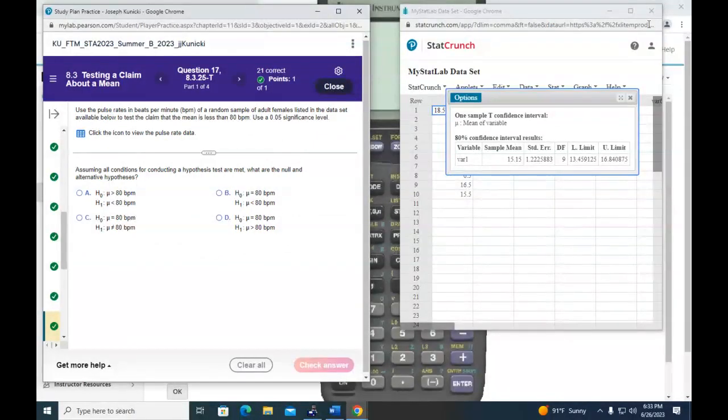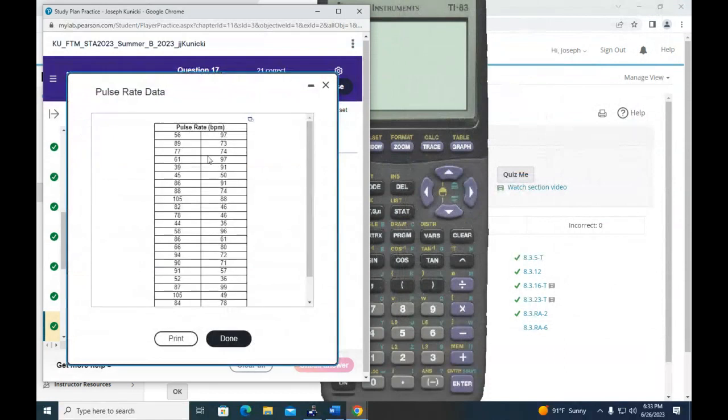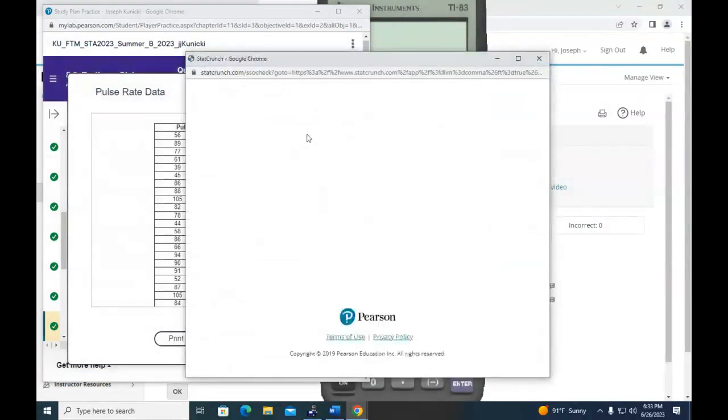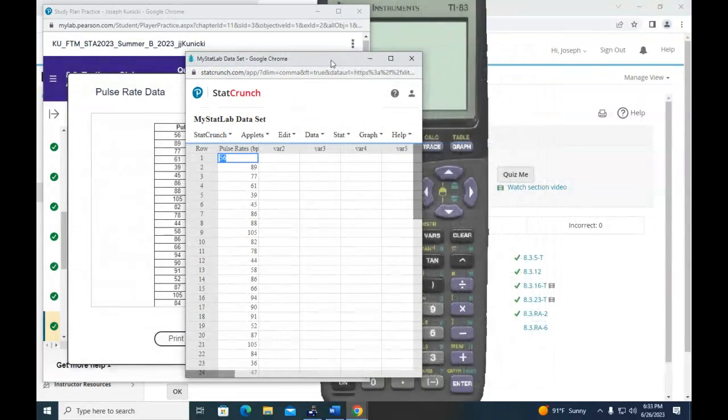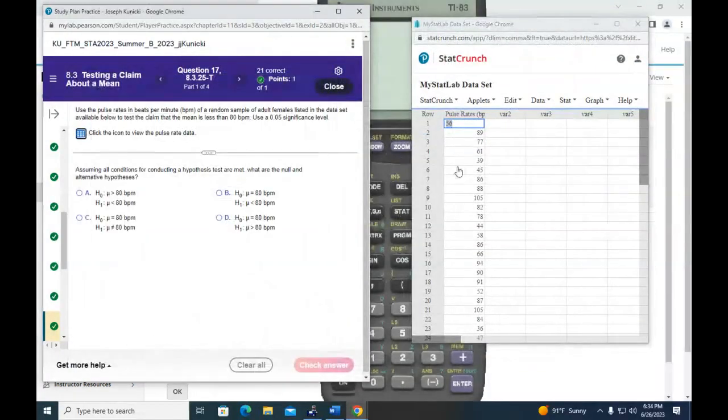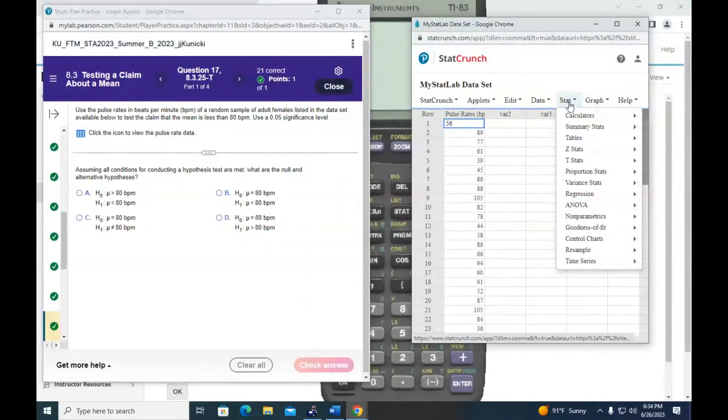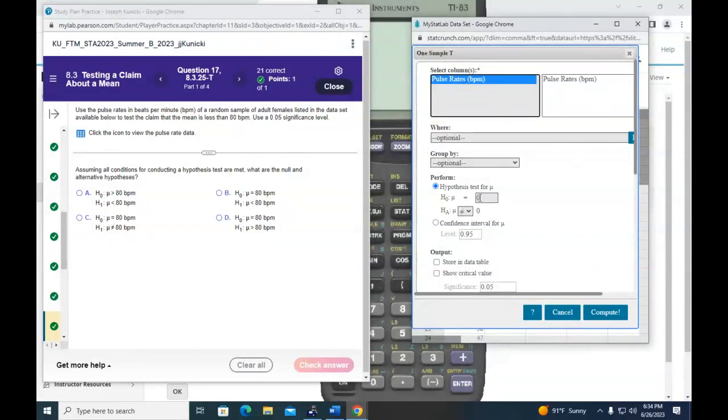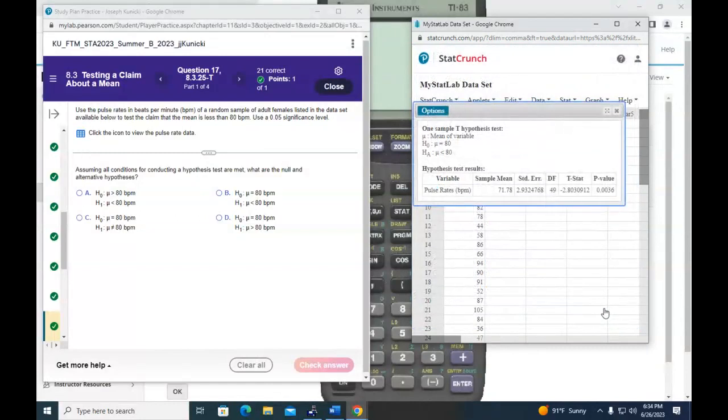Use the pulse rates in beats per minute. Okay, so once again, we open it up as a data set in StatCrunch. There's no claim, there's nothing about sigma, so once again, it's a T, one sample with data, and the data is pulse rates. And the claim is that the mean is less than 80, so it's a left tail, less than 80. And it's 5% on the alpha level. So you can see that. Oh, I forgot to pick the right one. There it is, B.